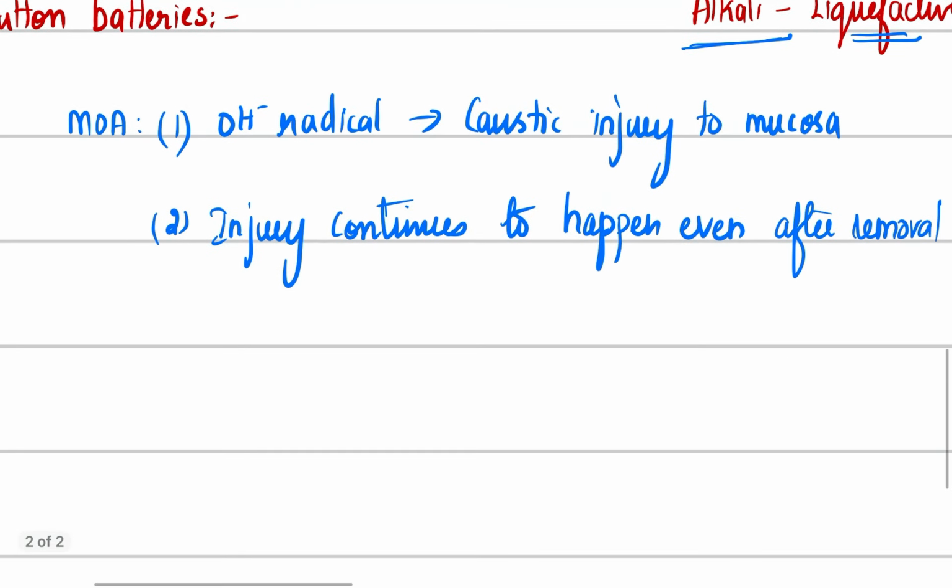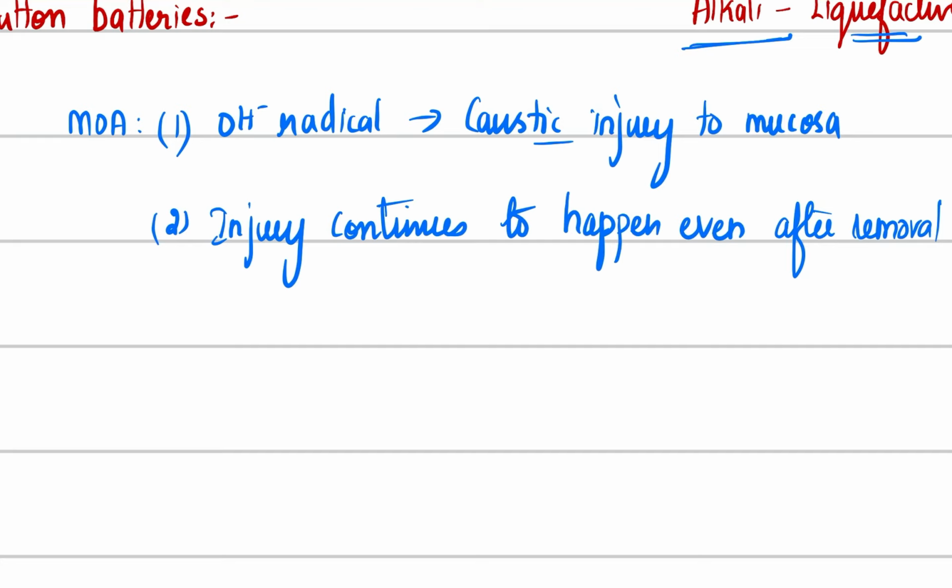So button battery's mechanism of action, yes, hydroxide radical resulting in caustic injury. Injury continues to happen even after removal. And always remember, a newer battery will carry more power, so it poses 3 times higher risk compared to that of older batteries. So that is something you have to ask.